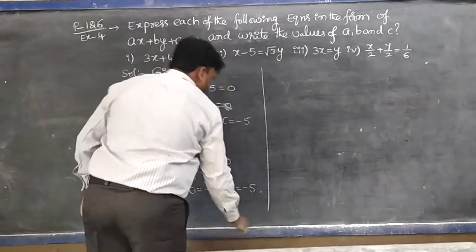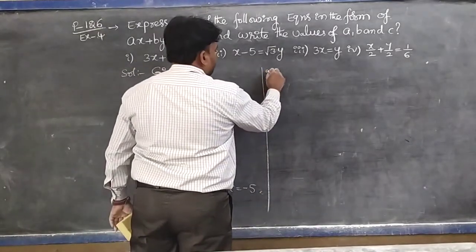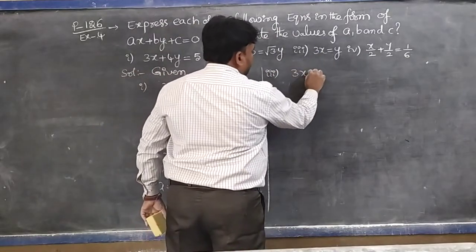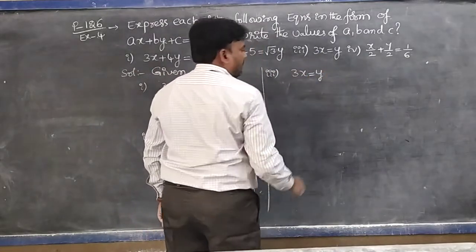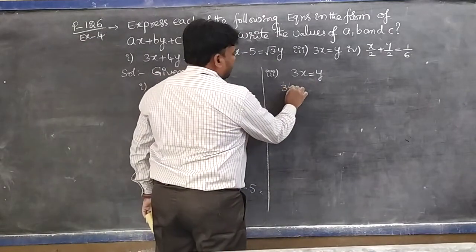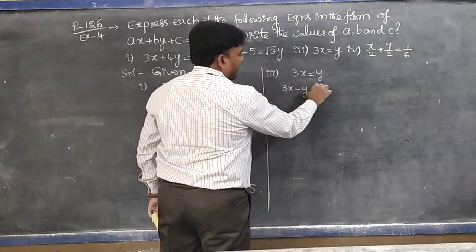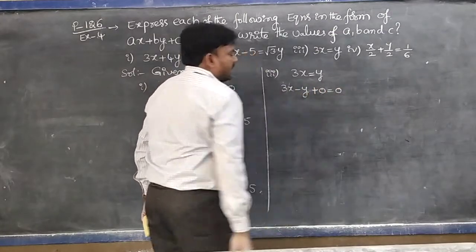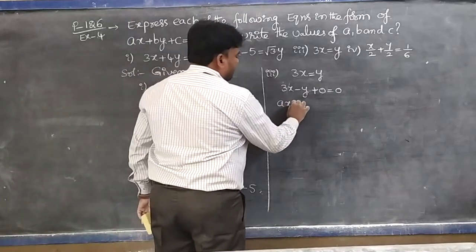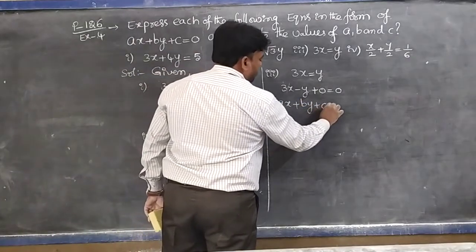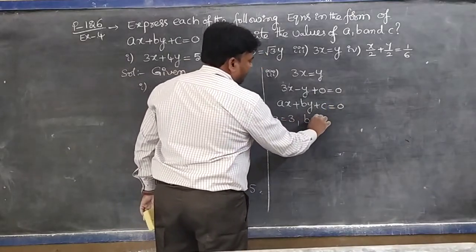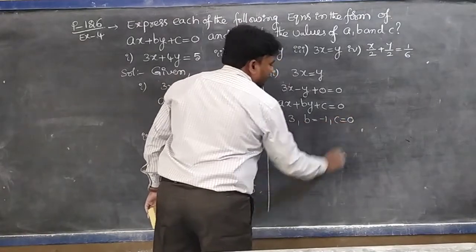And come to the third one. 3x equal to y. Plus 5 transferred to the left side becomes minus. So then 3x minus y. By adding 0, there is no change in the equation. So then comparison with ax plus by plus c equal to 0: a equal to 3, b equal to minus 1, c equal to 0.